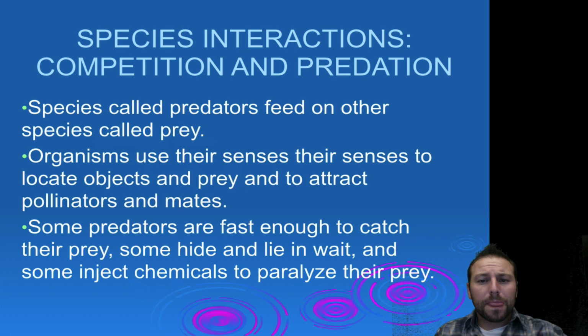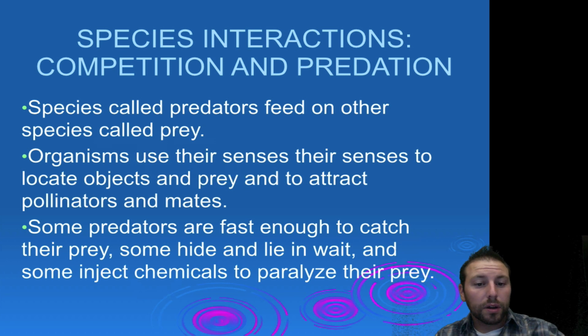When we're looking at competition and predation, species called predators feed on others called prey. I think we learned about this pretty early on. And they use their senses to either locate objects and prey or to attract pollinators and mates. And it works in a number of different ways. Some predators are fast enough to catch their prey. Sometimes they hide or ambush their prey. Sometimes they use chemicals to do it. The number of abilities that predators have to catch prey is pretty enormous.